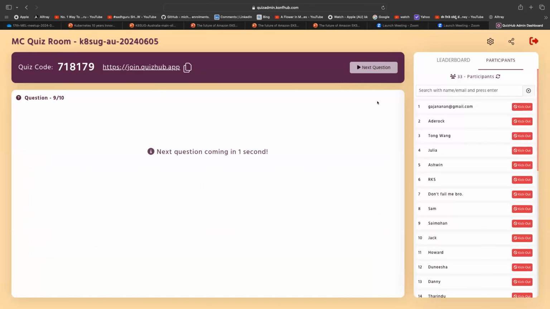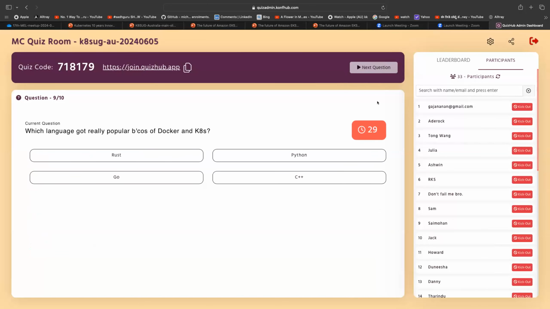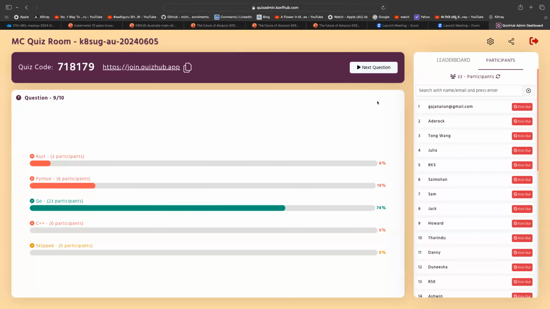Next up, question 9. Which language got really popular because of Docker and K8s? Will it be Rust, Python, Go, or C++? So statistically it was Go.